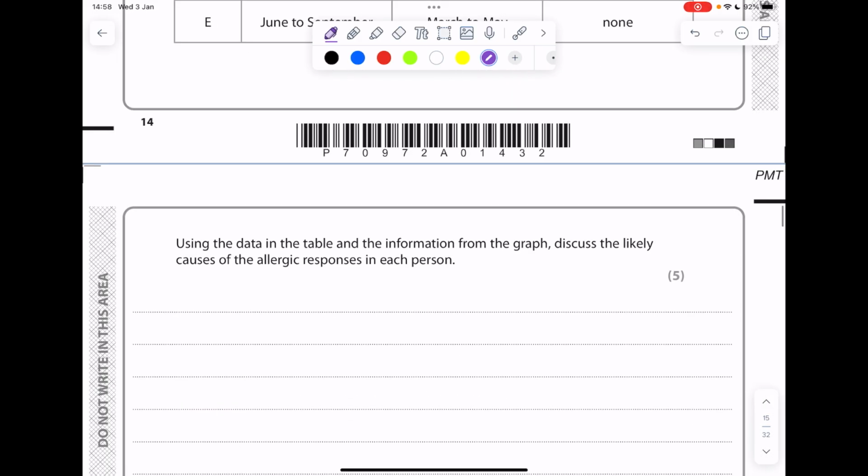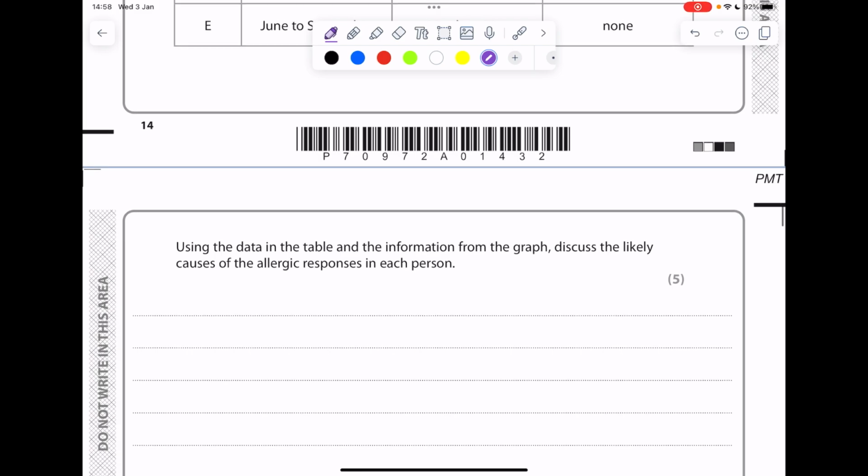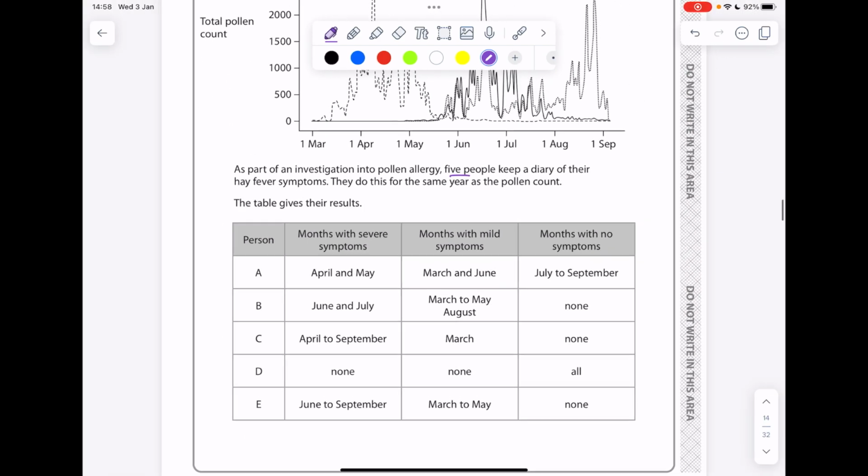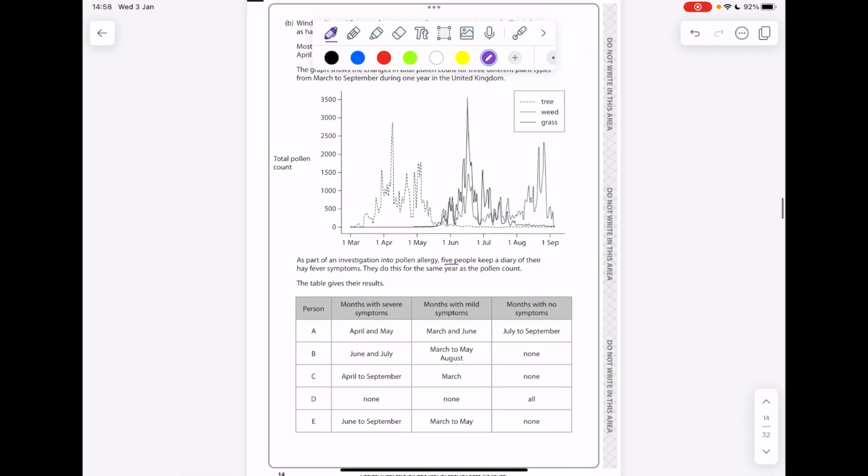Use the data in the table and the information from the graph. Discuss the likely causes of the allergic responses in each person. Oh gosh, this is such a tedious question.